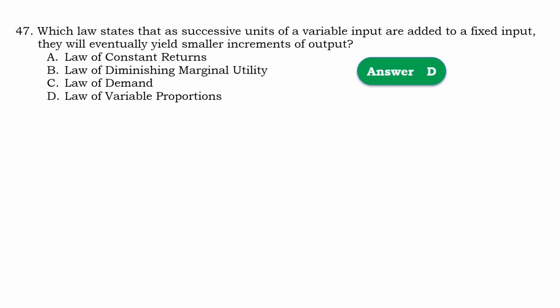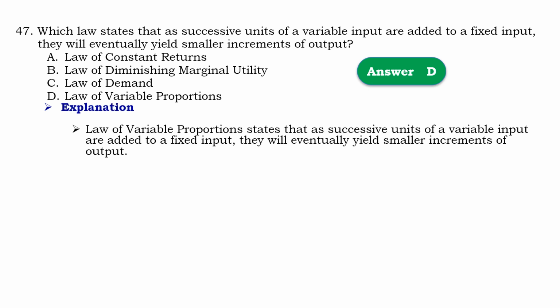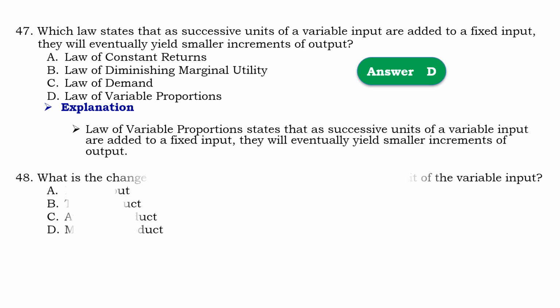So that should be the law of variable proportion. Means that the law of variable proportion says that as successive units of variable input are added to the fixed input, they will eventually yield a smaller increment of output.